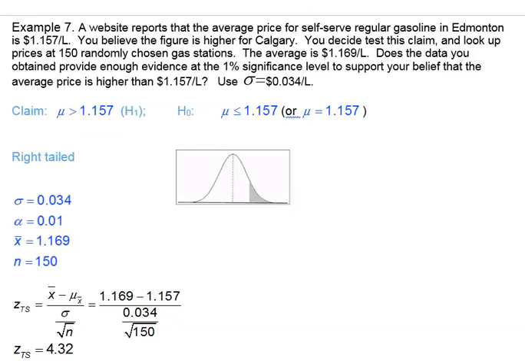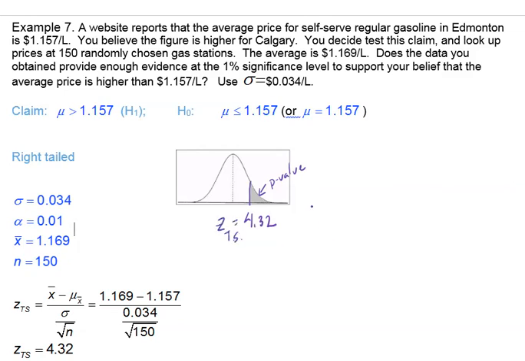So on our diagram, that's going to be here, 4.32. And so our p-value is this area here. Now if you try and look this one up on your table, you'll notice that 4.32 is right off of the table. It's a very high z-score.